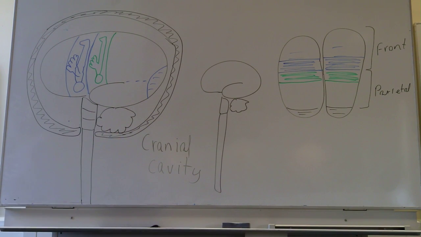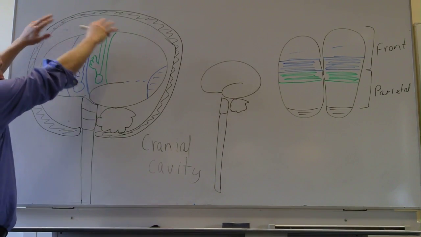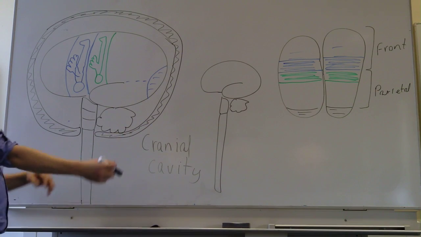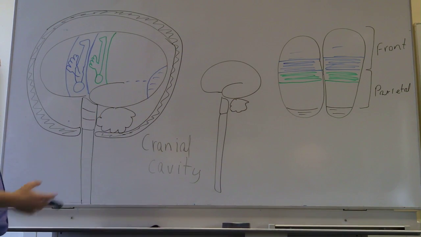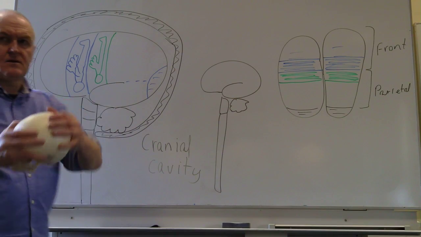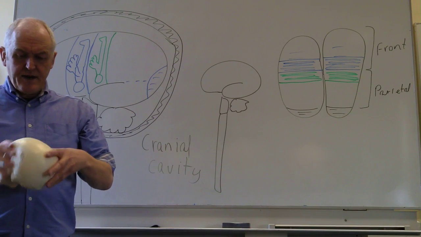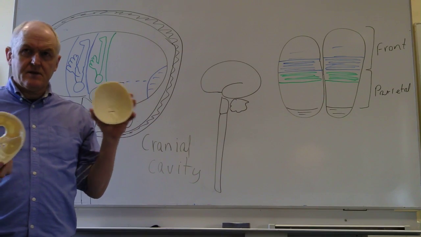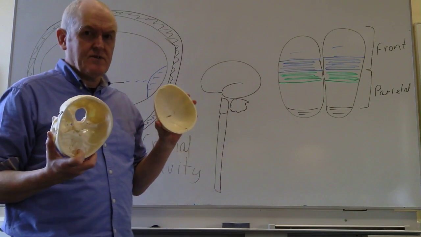So cranial means to do with the brain, and the cranial cavity is all this gap inside the skull where the brain is sitting. So everything inside the cranial bones of the skull is the cranial cavity. All this inside here is the cranial cavity.